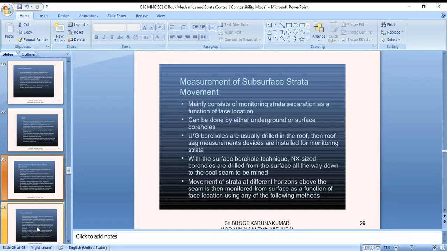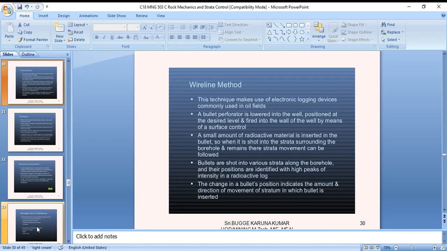Measurement of subsurface strata movement: monitoring strata separations as a function of face location can be done by either underground or surface boreholes. Underground boreholes are usually drilled in the roof, and roof sag measurement devices are installed for monitoring strata. Within the surface borehole technique, boreholes are drilled from the surface all the way down to the coal seam to be mined. Movement of the strata at different horizons above the seam is then monitored from the surface as a function of face location using any of the following methods.